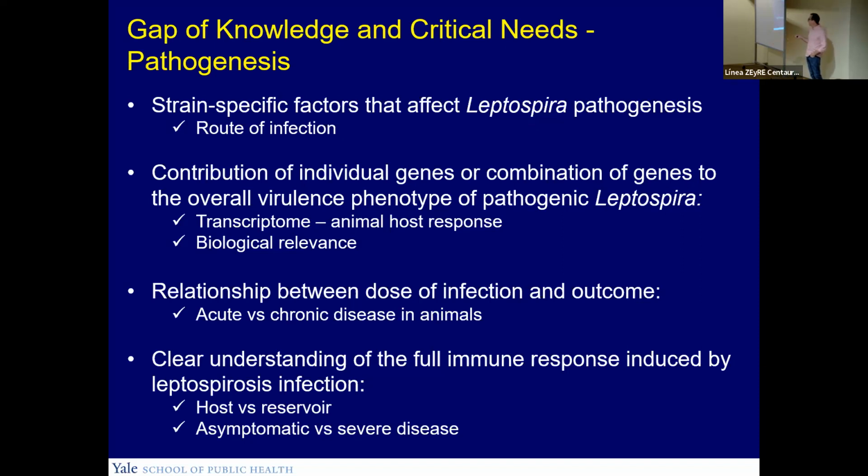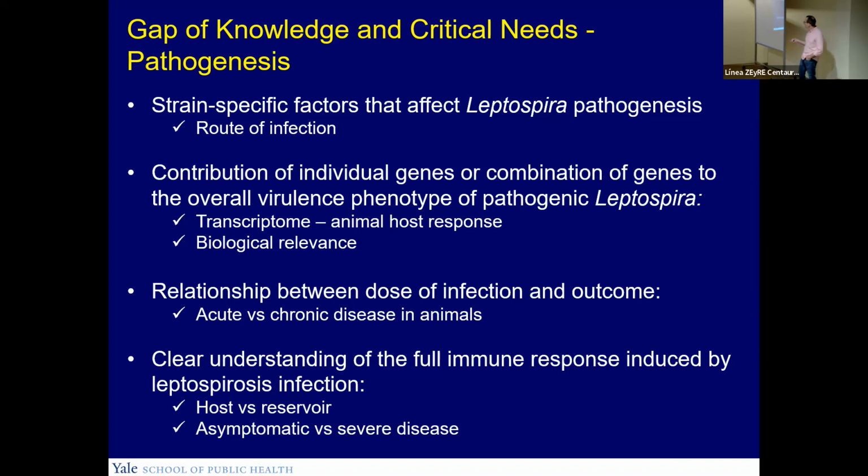Then there is the relationship between dose of infection and outcome. In terms of acute and chronic infection, we don't know if the dose has any impact on the infection itself. For example, we know dogs can be completely asymptomatic and have the bacteria in their kidney, but we also know that dogs can die from clinical leptospirosis from the same strain. We don't know if it's the dose or multiple infections they have had in the past.